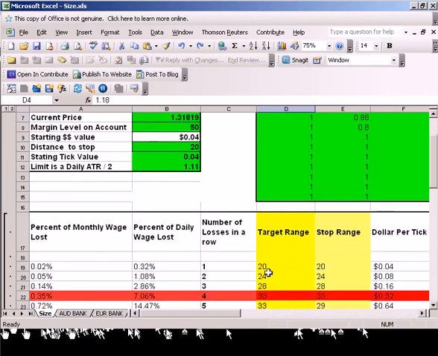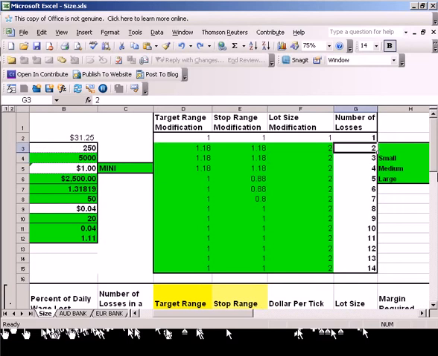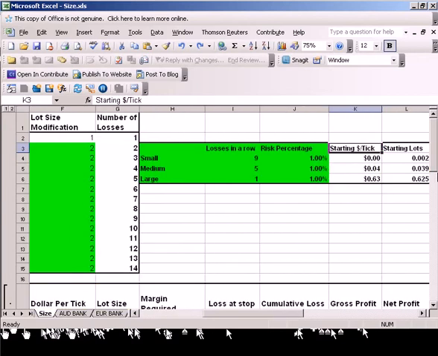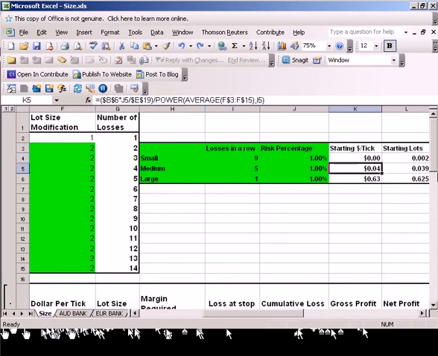So here's my target. I went from 20 pips to 24 to 28 after I lost. This is increasing or decreasing your stop loss. And this is your lot size. Well, what if I increased my lot size? This is a money management profile. How I behave with my money management will determine how many losses in a row I take. But if I do this, I can overcome loss.